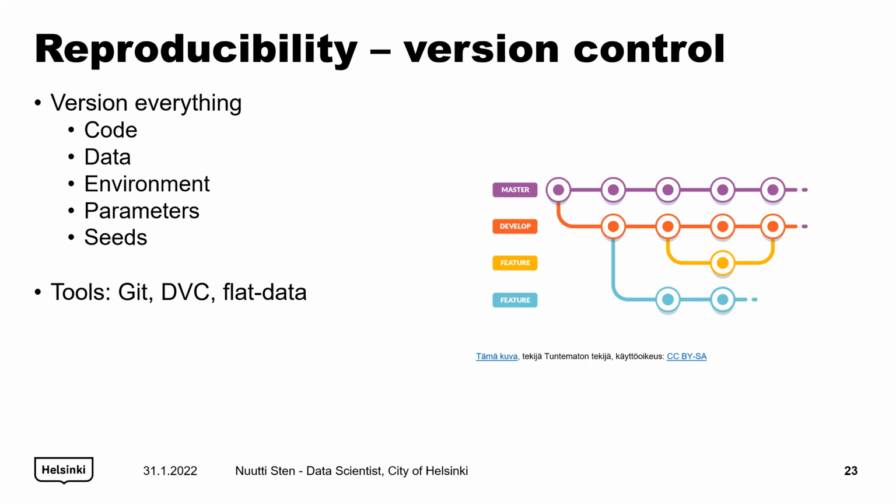It's not enough that you take into account your code, but you should also version your data, environment, the parameters that you use, the seed numbers, everything that can change the output of the model. And Git is not quite enough for this. If you have a lot of data, it's not good practice to include it in Git. Of course, there is Git Large File Storage, but that has its limitations too. So there are other tools, for example, Data Version Control and Flat Data, that are designed for tracking changes in your data without messing up the whole GitHub repository.